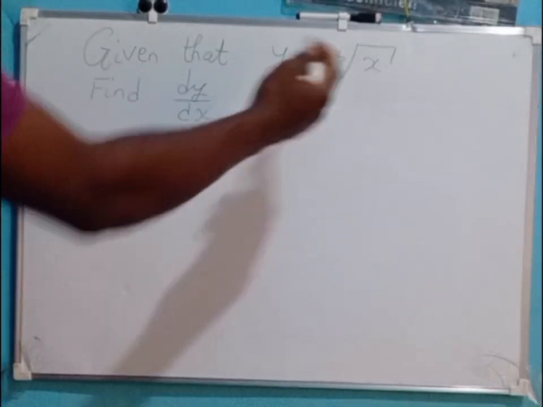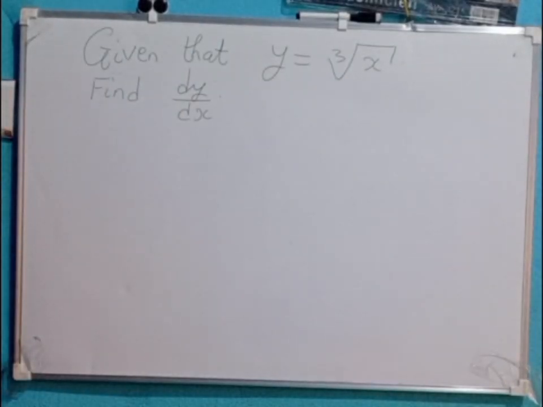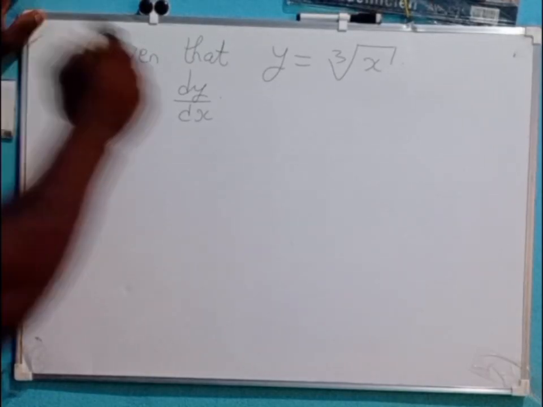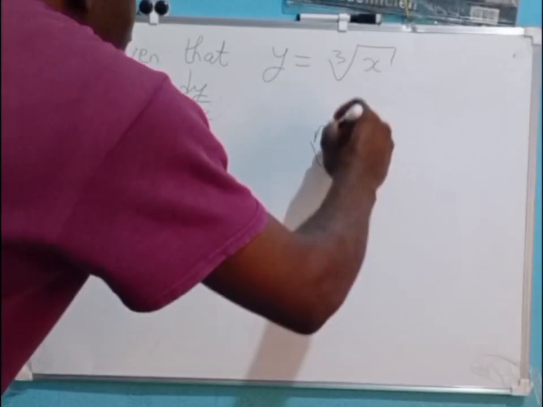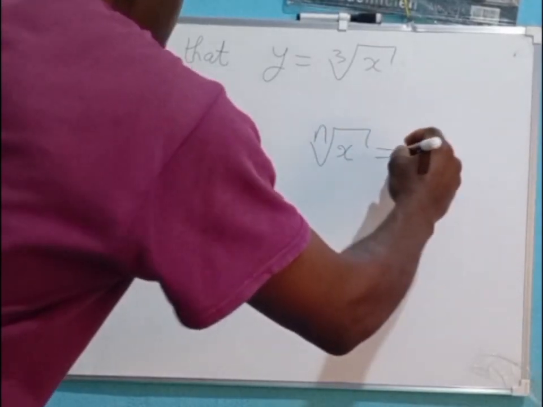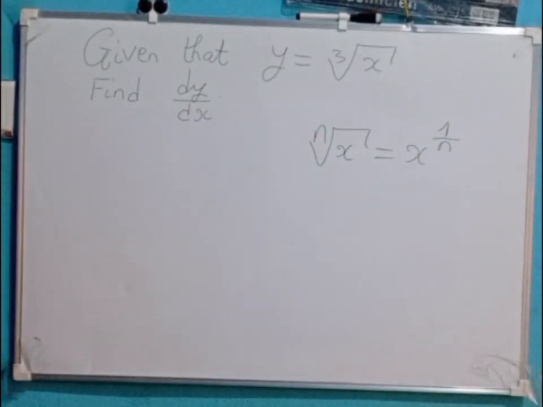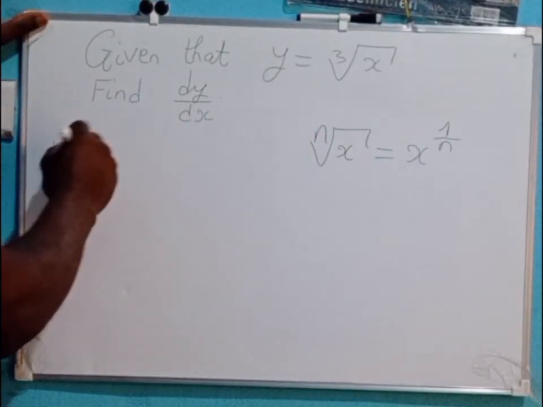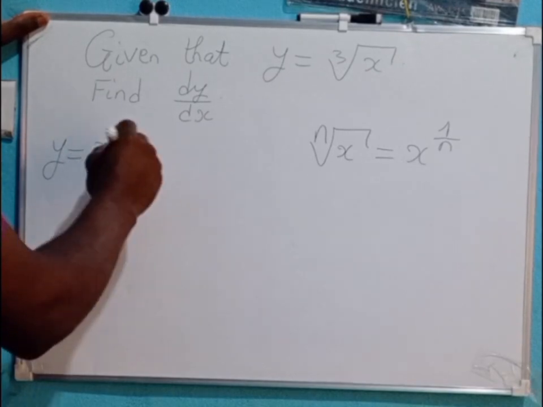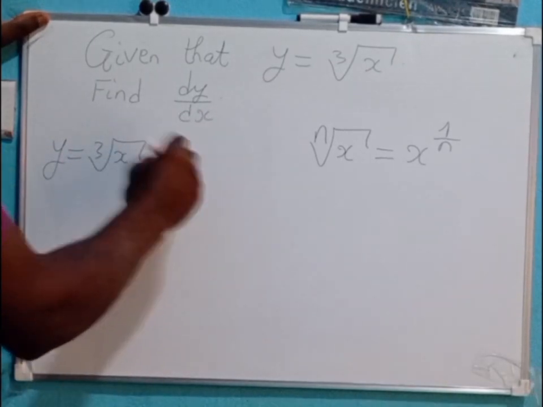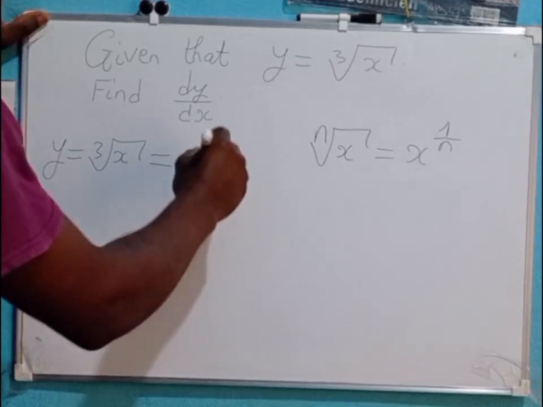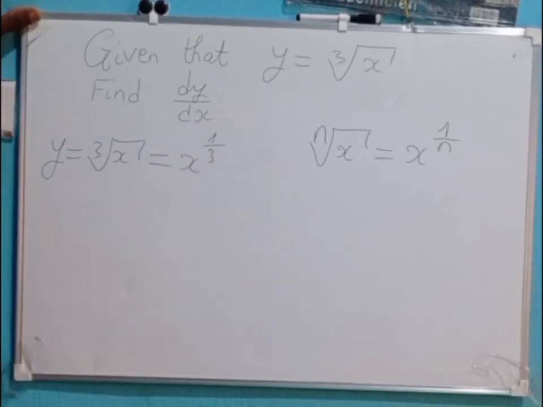Given that y is equal to the cube root of x, find dy on dx. For us to answer this question, we are going to start by making use of the following. First, we know if we have the nth root of x, it is simply equal to x raised to the power 1 over n. If we take the given problem y equal to the cube root of x, applying this, it will simply be equal to x raised to the power 1/3.